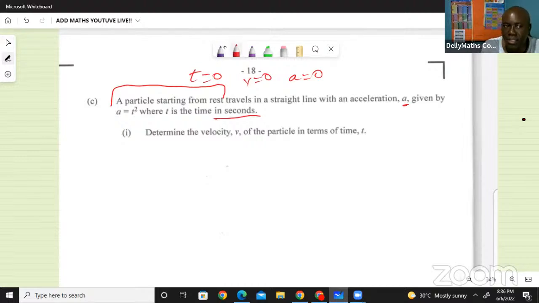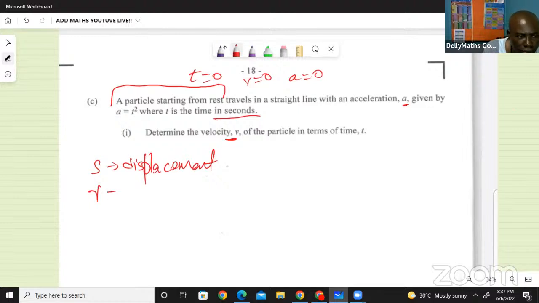Now, the question says, determine the velocity. We have to know a quick principle. There are 3 things in context. One, we have s, which stands for displacement. Notice I'm not even saying distance. We have displacement because it's distance moving in a specified direction. The specified direction turns it into a vector quantity, which would make it velocity and not speed. So it's linking to velocity. Then we have velocity that comes out of this, and then acceleration that comes out of the velocity.